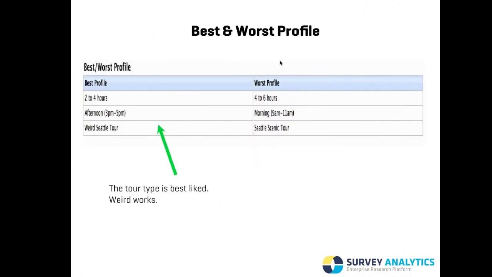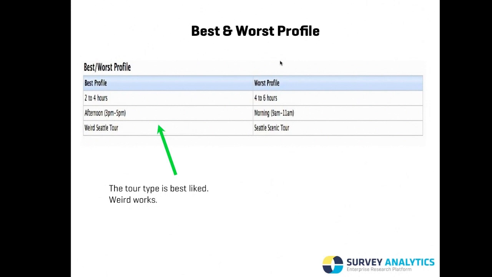So the next one here is the best and worst profile. Based on the average utilities of the part-worths given, our conjoint tool will automatically display the best and worst profiles. In general, the highest utility values give us the best profiles, while the lowest give us the worst profiles. You can see that the best profile is a 2 to 4 hour afternoon Seattle tour, the most preferred tour, and the worst profile is a 4 to 6 hour morning Seattle scenic tour. I guess people don't want to be on a tour for that long, so that makes sense.